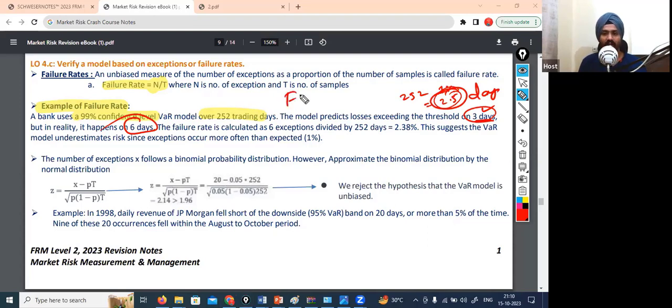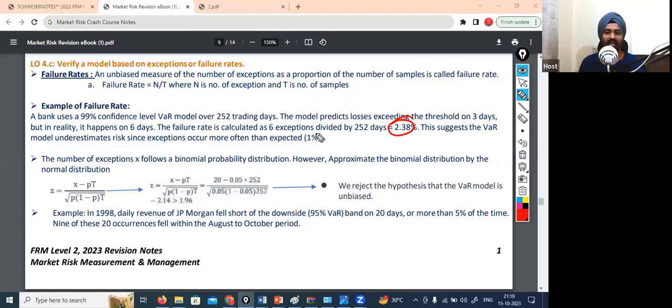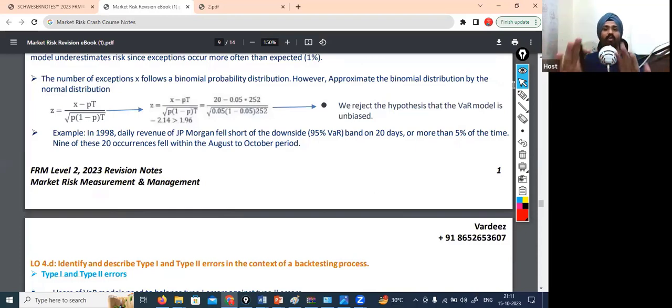Now calculate the failure rate. The number of exceptions is 6. The time is 252. What is the percentage? 2.38. So what you said, 99% confidence, 1% there is a chance. That's a failure rate, and the failure rate is 2.38%. That means it exceeded more than what you claimed. That is the purpose of a failure rate. So that's all that you need to know for the failure rates.